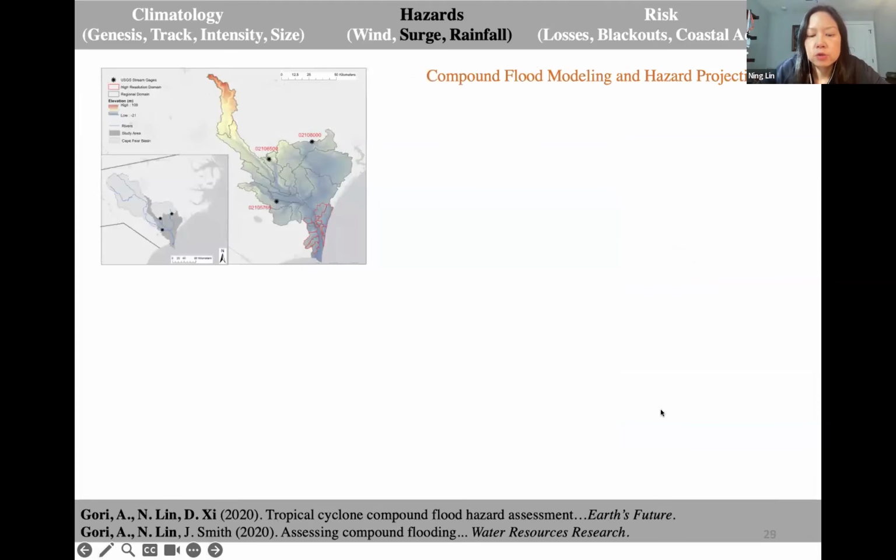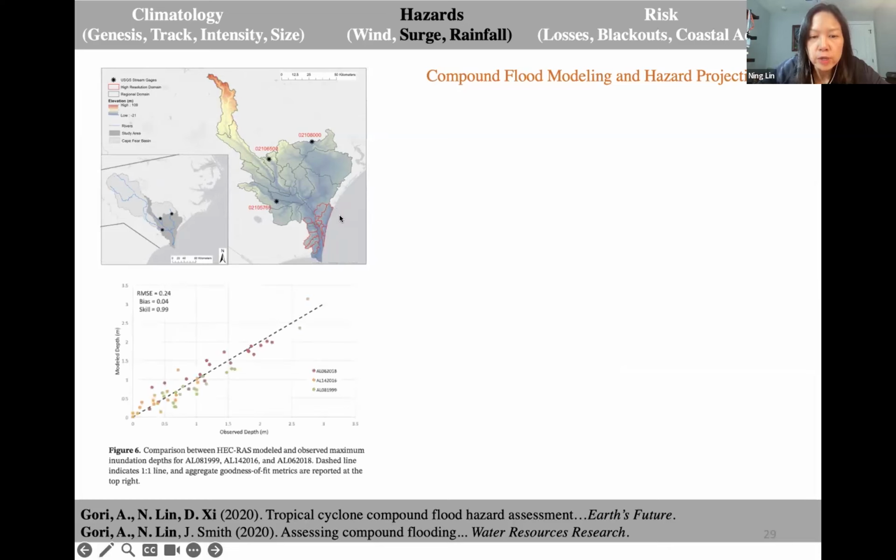Once we can model jointly the rainfall and the storm surge, we can model the compound flooding. But compound flooding at this moment is computationally demanding. So we're focusing on a specific watershed. This is in North Carolina. We use storm surge simulation from ADCIRC as the boundary condition from the ocean. We use a hydrologic model for the riverine flow and a 2D inundation model, HEC-RAS, to model the compound flooding.